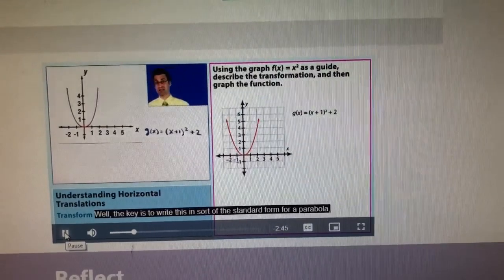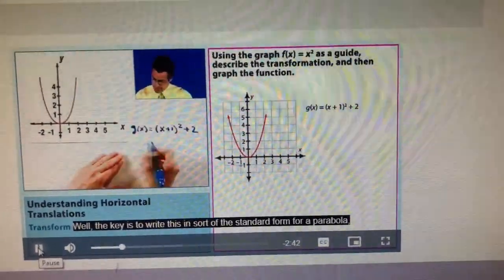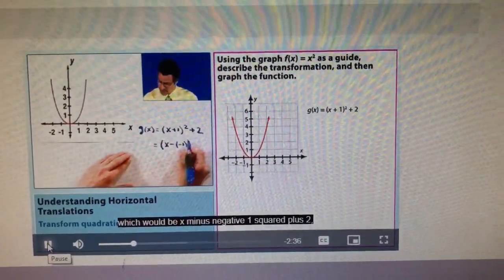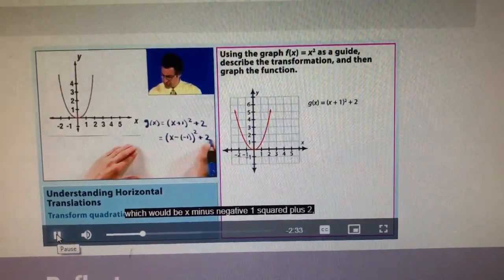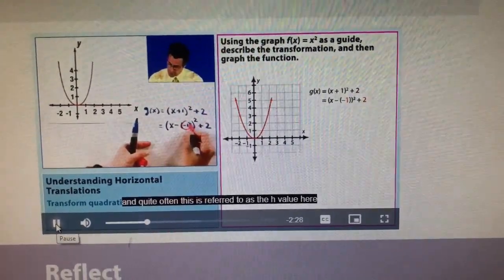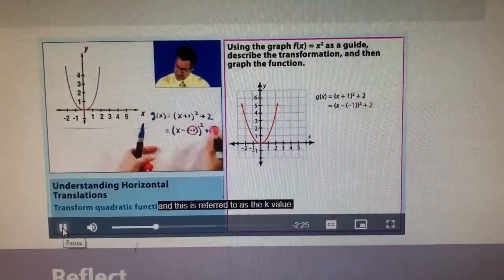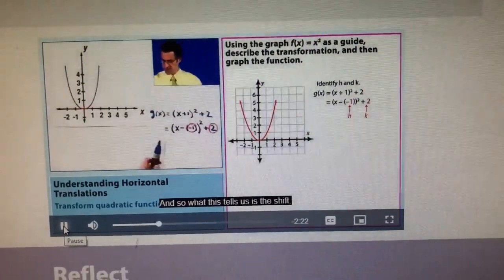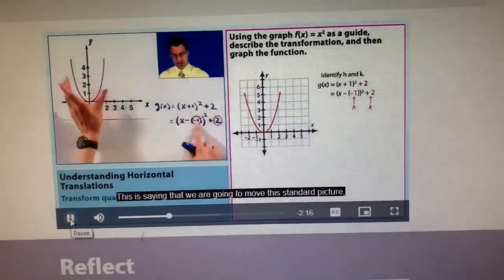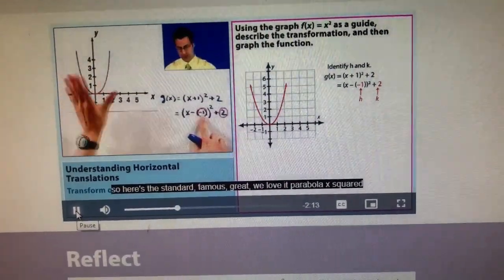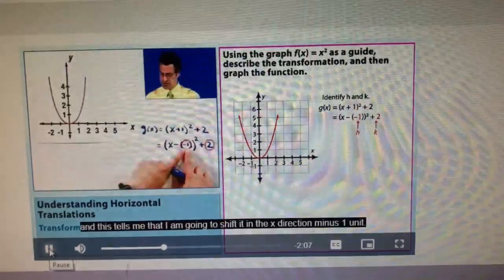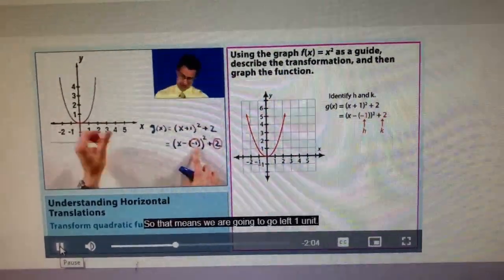Well, the key is to write this in sort of the standard form for a parabola, which would be x minus negative 1 squared plus 2. And quite often this is referred to as the h value here, and this is referred to as the k value. And so what this tells us is the shift. This is saying that we're going to move this standard picture. So here's the standard, famous, great, we love it parabola, x squared. And this tells me that I'm going to shift it in the x direction minus 1 unit.